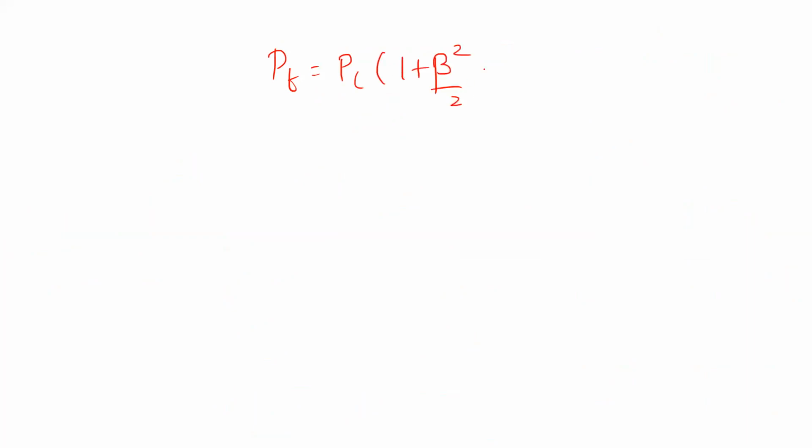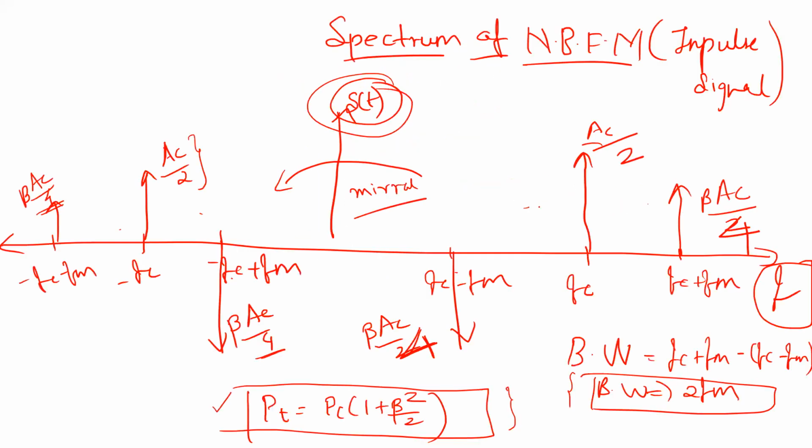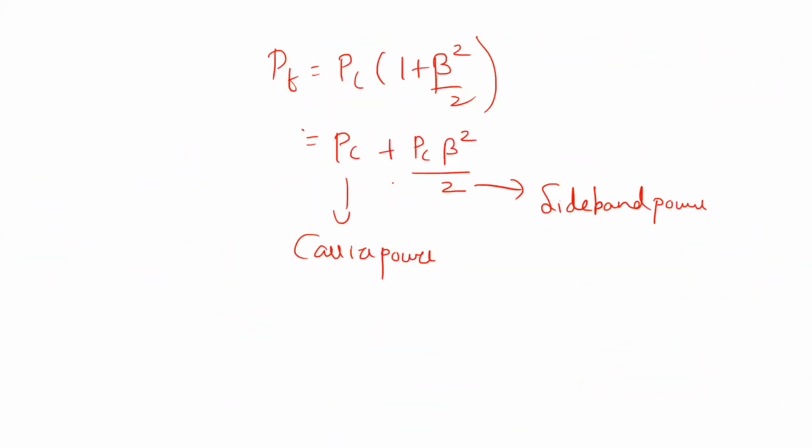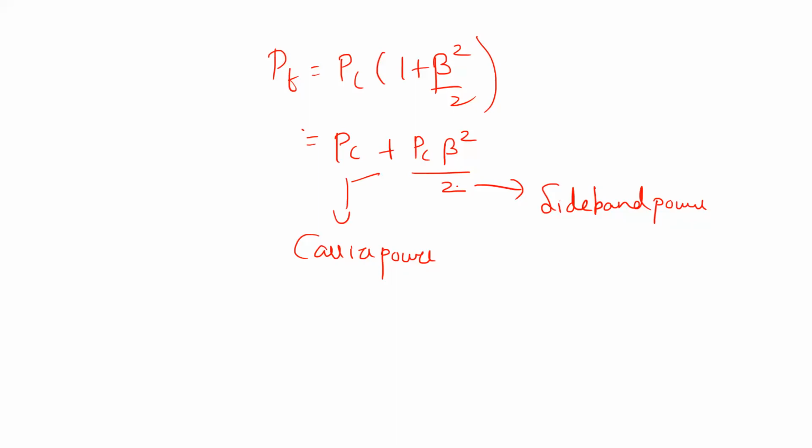Okay. So if you see, can I break this as this, Jerry? Am I right in doing this way? Yes, you're correct. What does this PC stand for? Carrier power. And this is the sideband power. So basically, the power of this signal is PC, and the power of this plus this is PC beta square by 2.